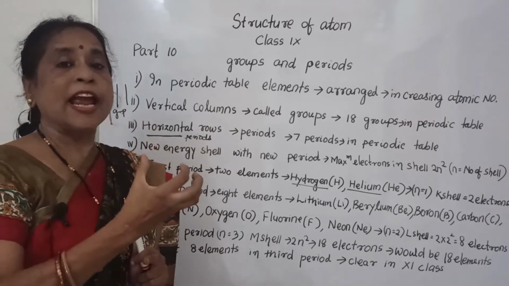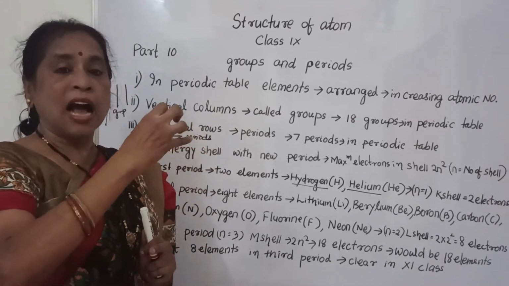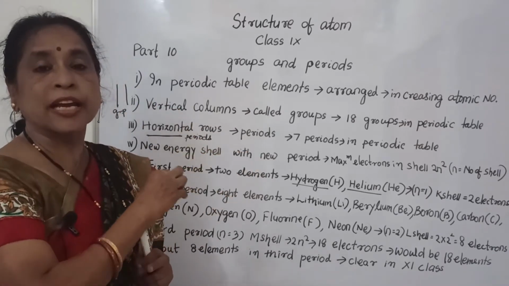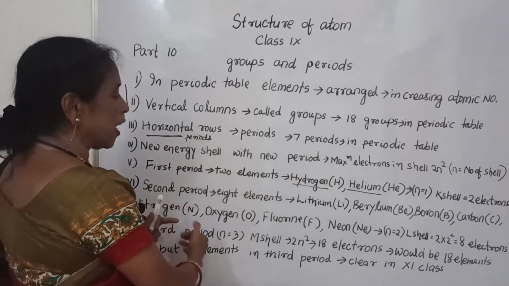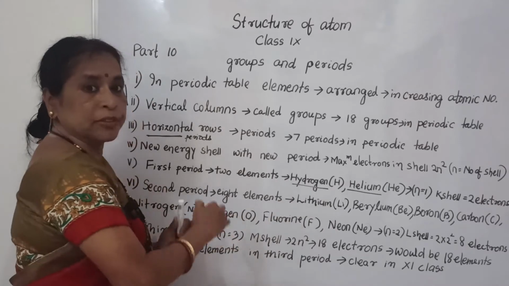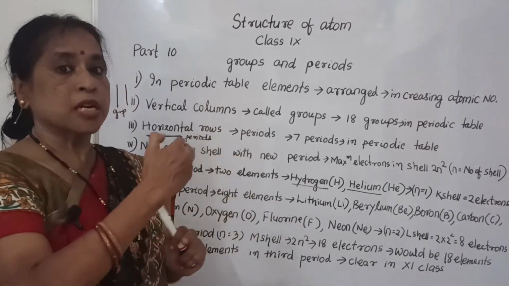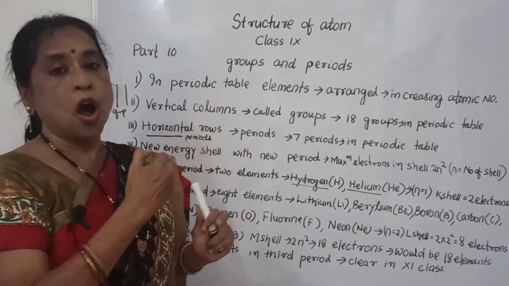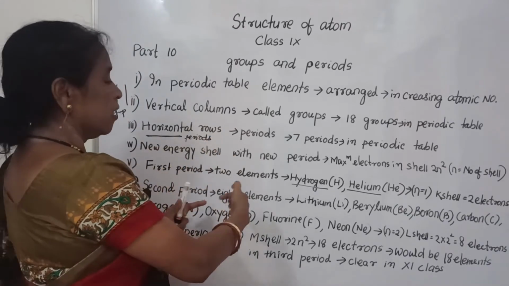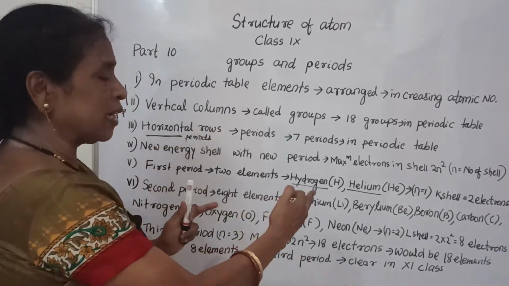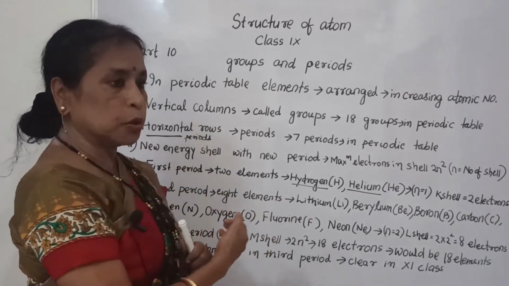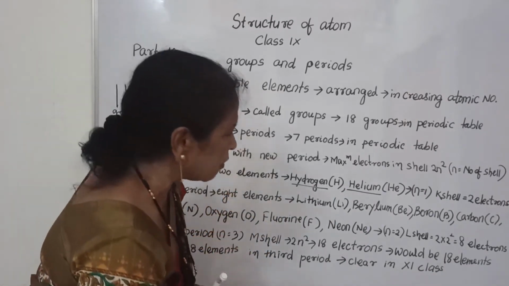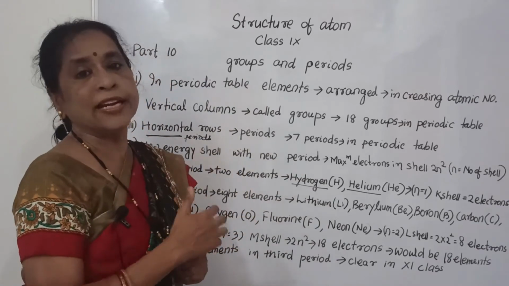That means 8 electrons are arranged in the elements of the second period one by one according to increasing order. That is why it starts with lithium, beryllium, boron, carbon, nitrogen, oxygen, fluorine, neon. That means one by one it is filled. So here the formula n equal to 2, 2n squared, that is equal to 8 electrons.